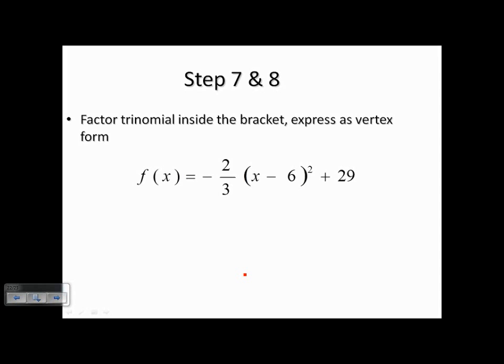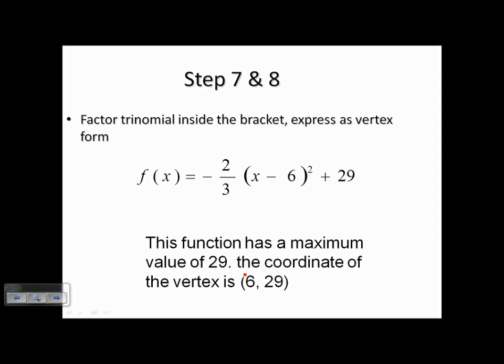What does that tell us? We have a maximum value, the maximum because our parabola opens down. So it's got a maximum value of 29, and the coordinate of the vertex is, this tells us, the coordinate is positive 6 and positive 29.